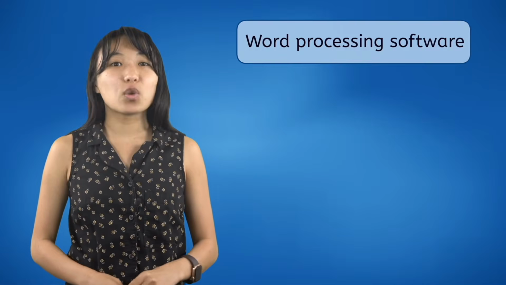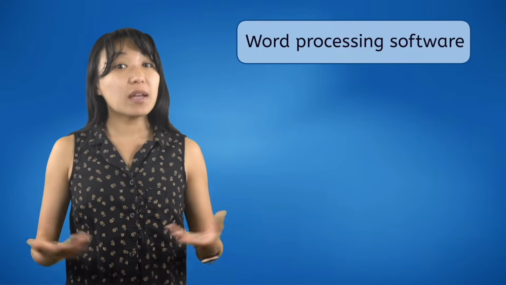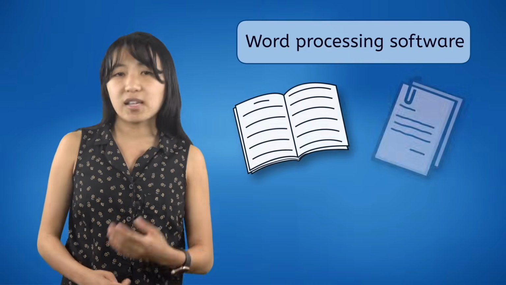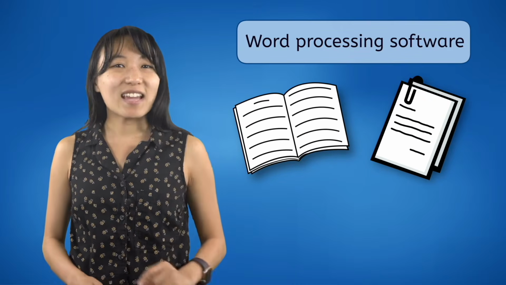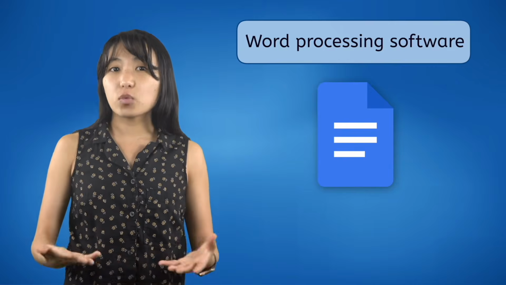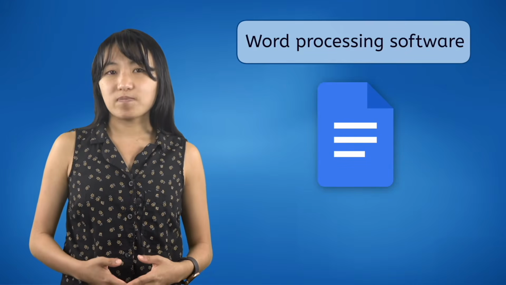Let's get a quick preview of the 3 types of productivity software you'll learn about in this unit. The first is word processing software. Word processing software is mainly used to produce formatted text documents, such as books and reports. We'll demonstrate all the ways you can format text in word processing software using Google Docs, but other word processing software will have most of the same features.